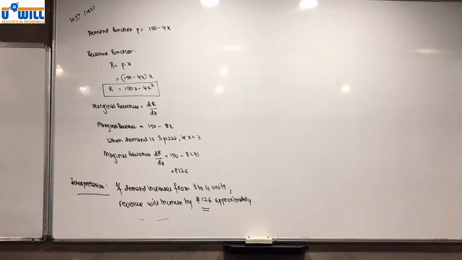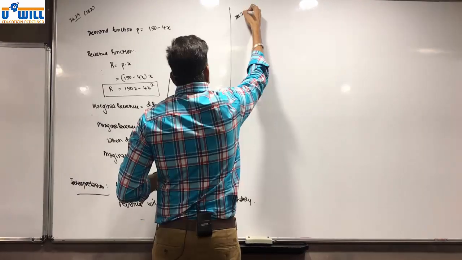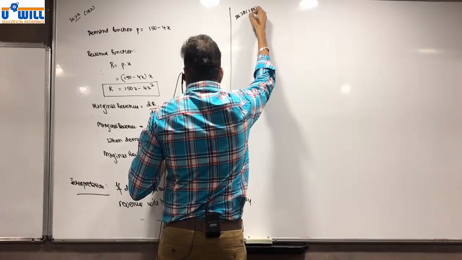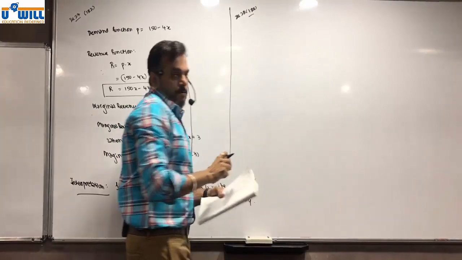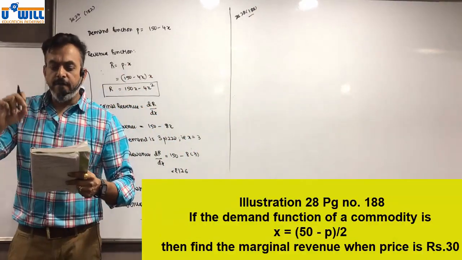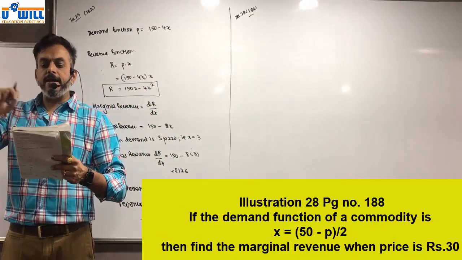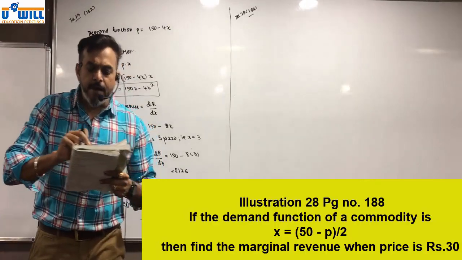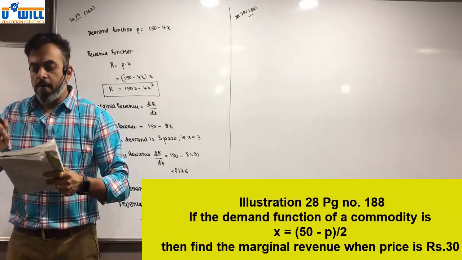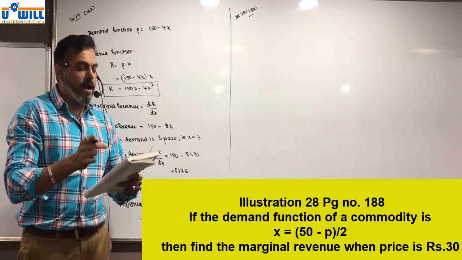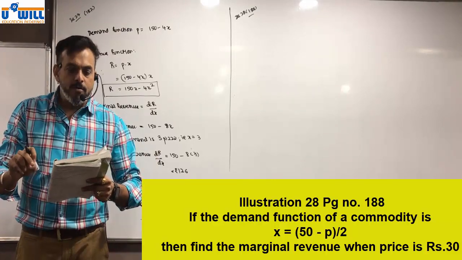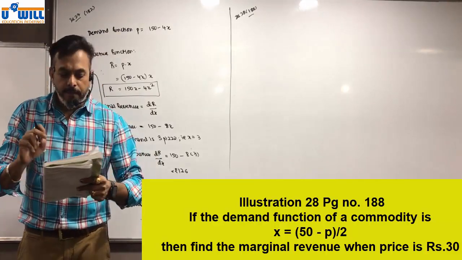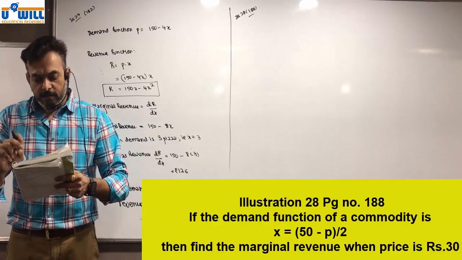Okay, illustration number 28, page number 188. If the demand function of a commodity is 50 minus P upon 2, find the marginal revenue when price P is 30.